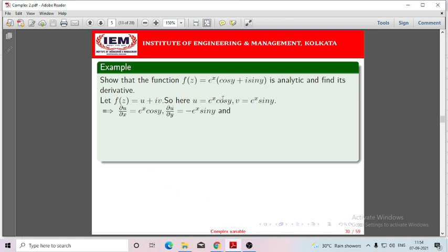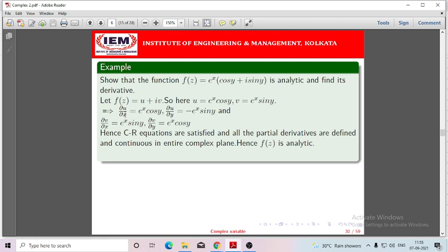So del u del x will be the partial derivative of e to the power x, keeping cos y constant. So e to the power x cos y. The partial derivative of u with respect to y: e to the power x will be fixed, and the derivative of cos y with respect to y gives e to the power x times minus sin y. And del v del x will be e to the power x sin y, and del v del y will be e to the power x cos y. Now here del u del x equals del v del y, and del u del y equals minus del v del x. So obviously it is satisfying the Cauchy-Riemann equations.